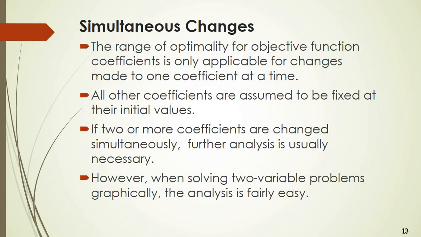The range of optimality for the objective function coefficients is only applicable for changes made to one coefficient at a time. All other coefficients are assumed to be fixed at their initial values. If two or more coefficients are changed simultaneously, further analysis is usually necessary. However, when solving two-variable problems graphically, the analysis is fairly easy.